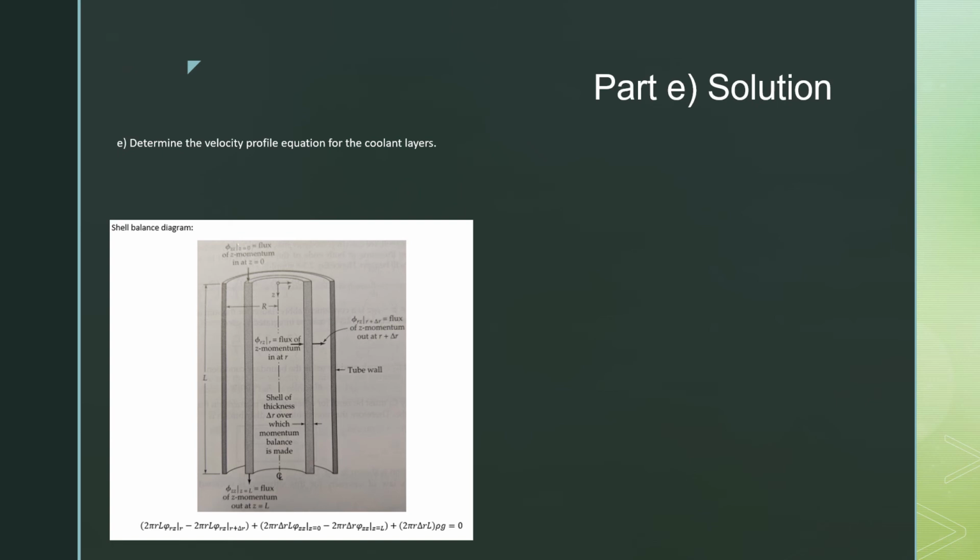So part E asks for a velocity profile equation for the coolant layers. So this will start with your basic shell balance diagram and then performing a momentum balance on that shell, which will ultimately lead to the equation seen at the bottom here. And the next step for the student is to know what can be canceled out of this based on some initial assumptions, such as the fact that the velocity in the z direction is only dependent on r. The velocity in the r direction is going to end up being 0.